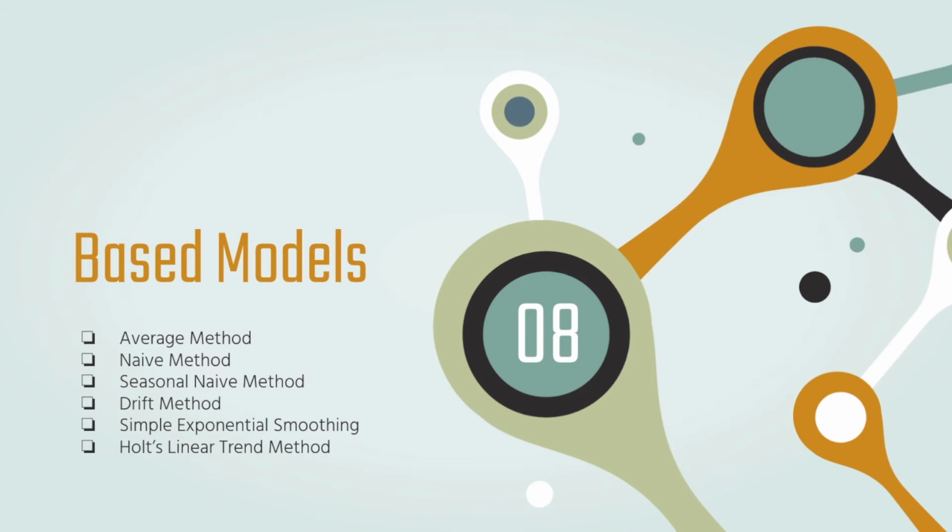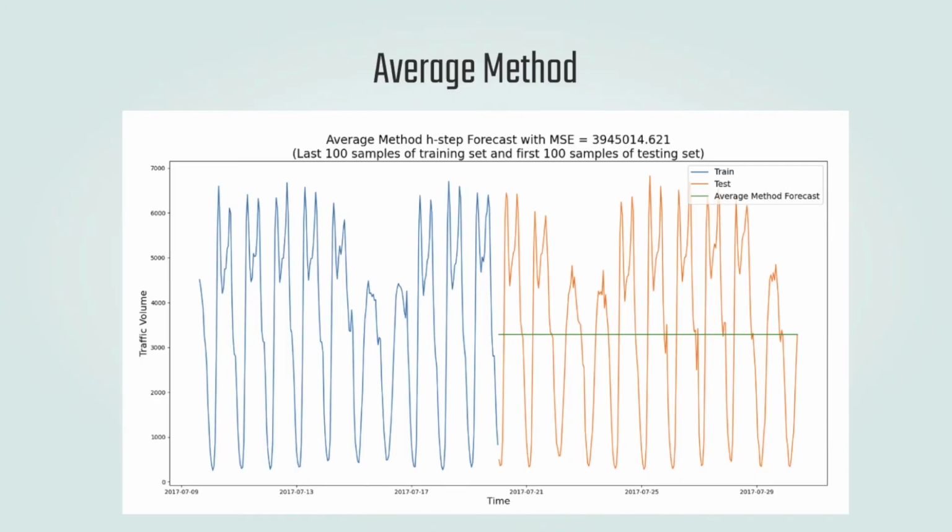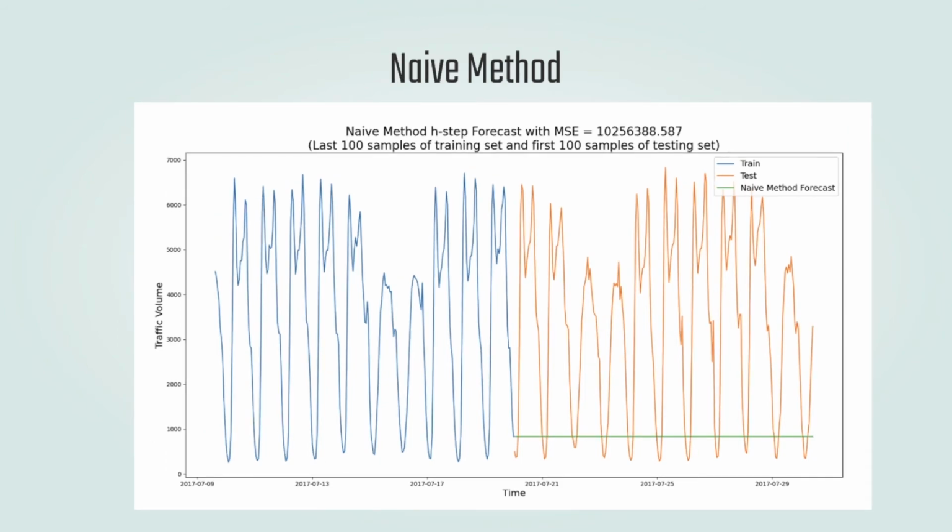Then I'm going to develop some base models and plot the forecasts versus the test sets. This one is the average method. The forecast of all future values is equal to the average of the historical data. For the naive forecast, we simply set all forecasts to be the value of the last observation.